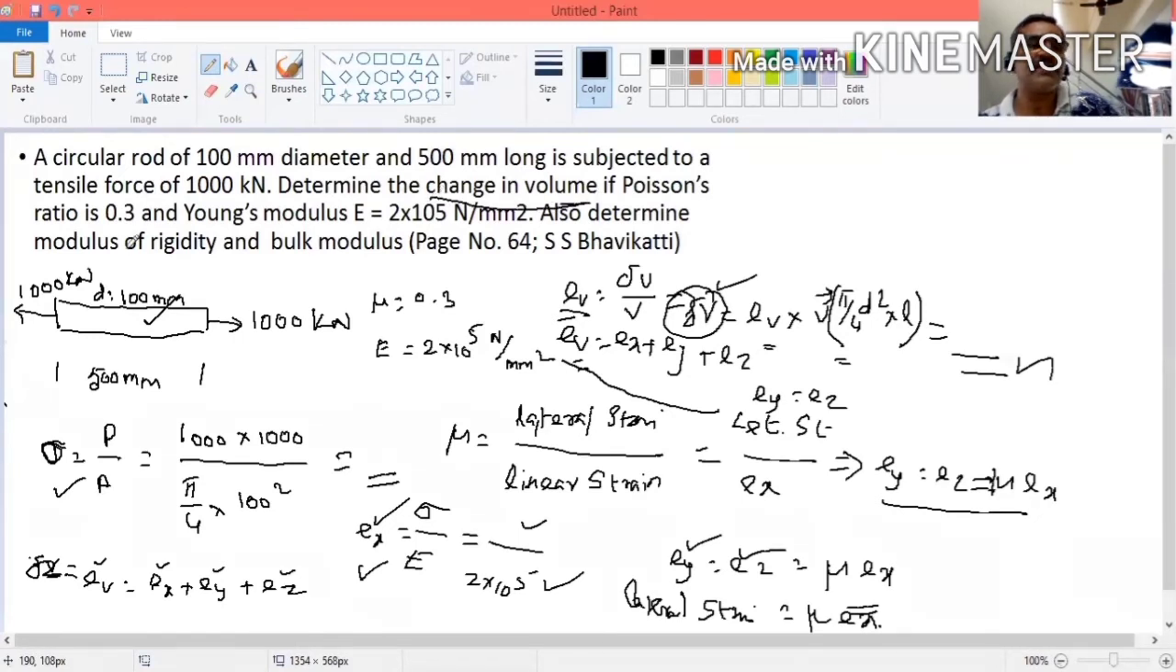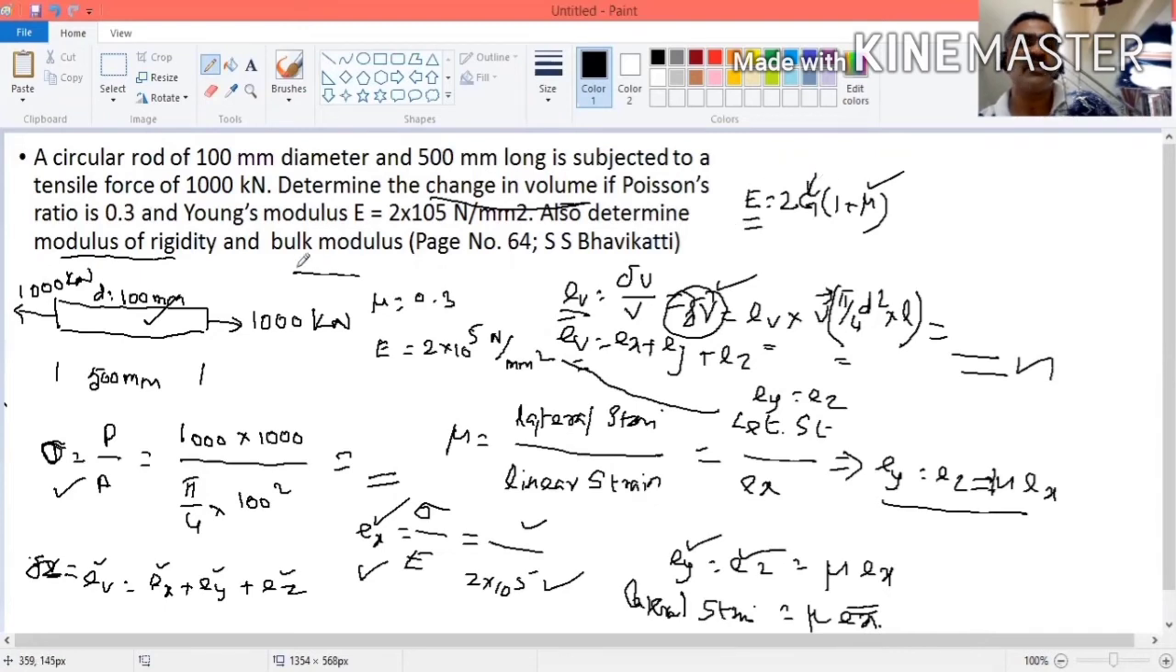What are the other things? We have to calculate modulus of rigidity and bulk modulus. So we have an equation. Already I have told the relation between Young's modulus and modulus of rigidity: E is equal to 2 times G into 1 plus mu. Mu is 0.3. G we have to calculate.